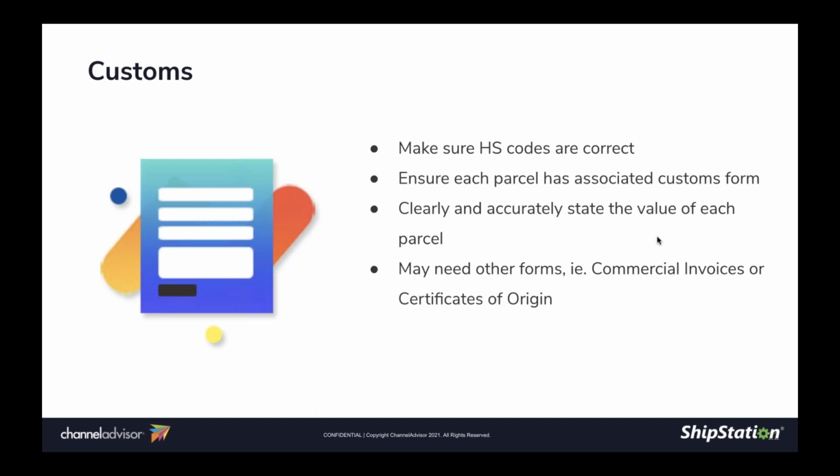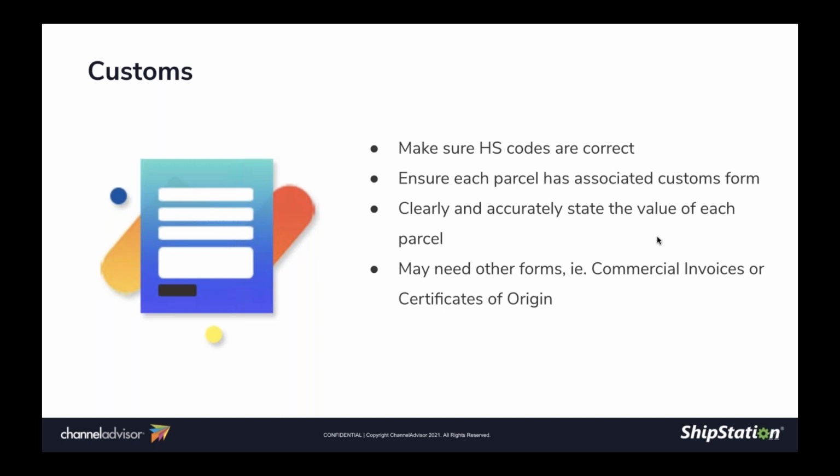So the first one is HS codes. HS codes, so harmonized code or commodity codes, it's essentially a description coding system for every item that you could possibly send. So it's a 6 to 10 digit number required for all international shipments. You need to make sure all of these are correct. It's going to ensure that your product gets through the international borders as quickly and efficiently and streamlined as possible.